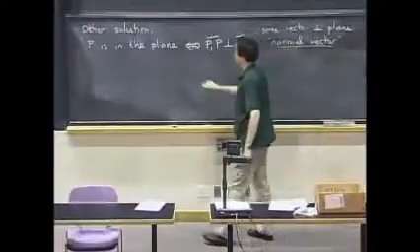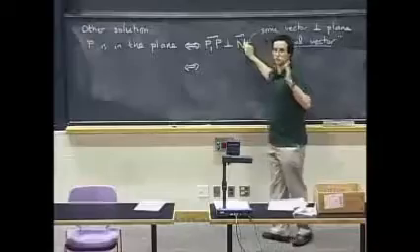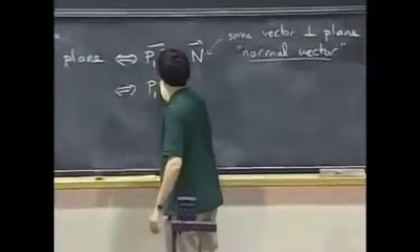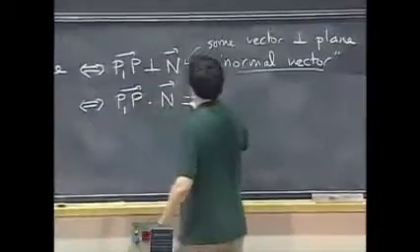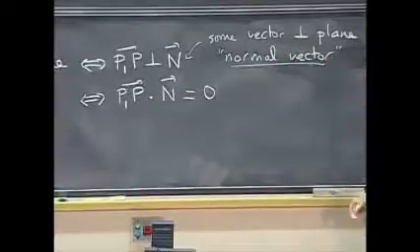So how do we rephrase this condition? Well, we've learned how to detect whether two vectors are perpendicular to each other using dot product. Okay, dot product. That's the first lecture. So these two vectors are perpendicular exactly when their dot product is 0.